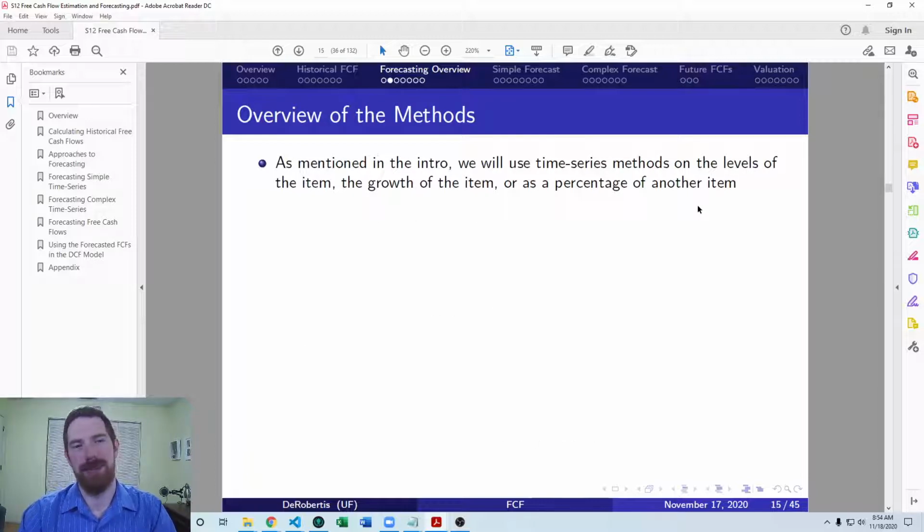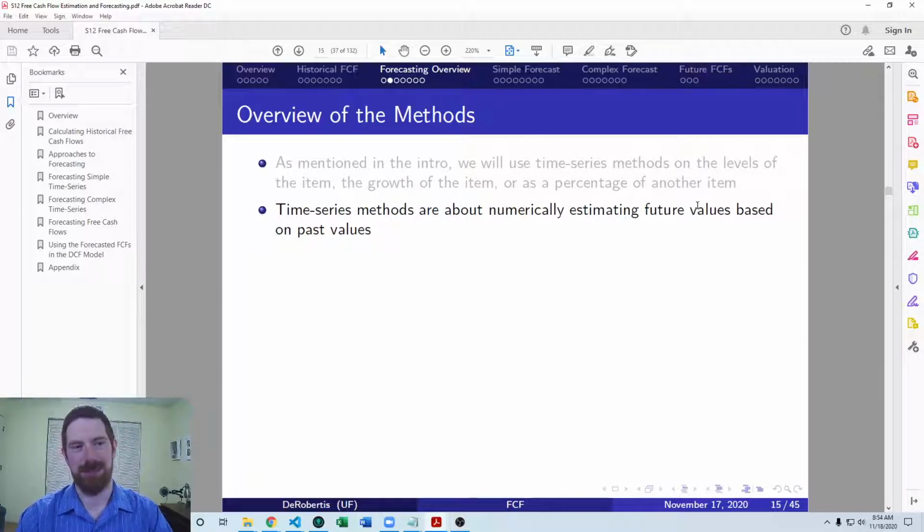So, as we talked about earlier in the introduction on this lecture series, we are going to be forecasting either the free cash flows or the financial statement line items. And in order to forecast those, we're going to use time series methods, which are methods of predicting the future from the past. And we're going to use those on one of a few possible targets, either the levels of the item, the growth of the item, or the percentage that this item is of another item, which is already forecasted.